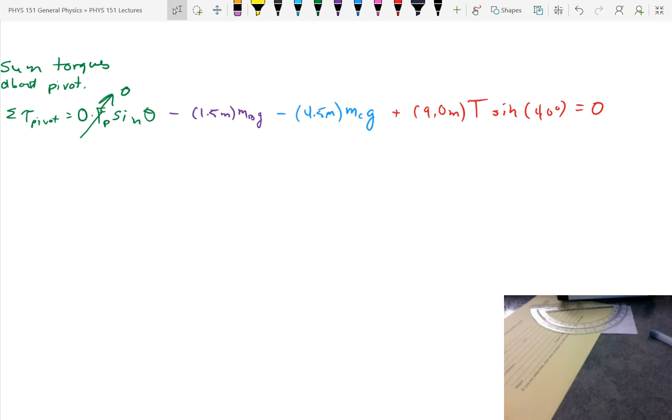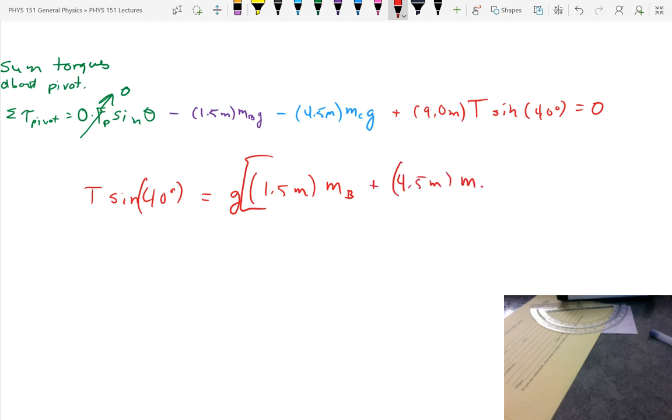So now I'm going to just solve this. These 2 are negative, so move them to the other side; the equal sign will make them positive. I'll have tension times sine of 40 degrees equal to G times 1.5 meters times the mass of the bridge plus 4.5 meters times the mass of the car. Notice I factored out the G because both of those had a G. It's just going to be less work with the calculator.